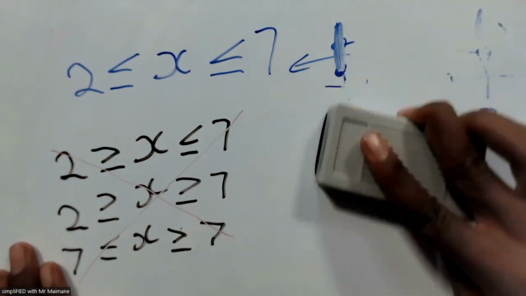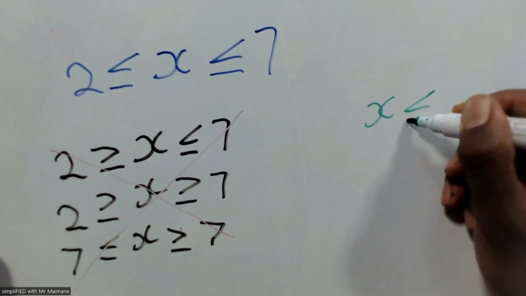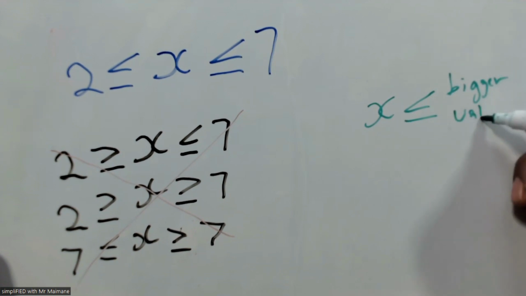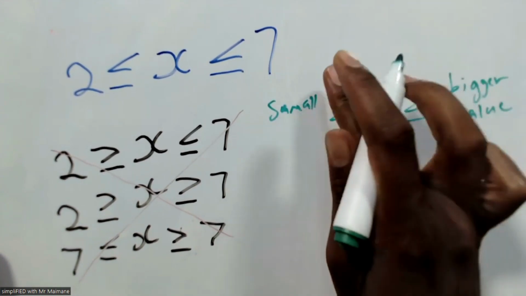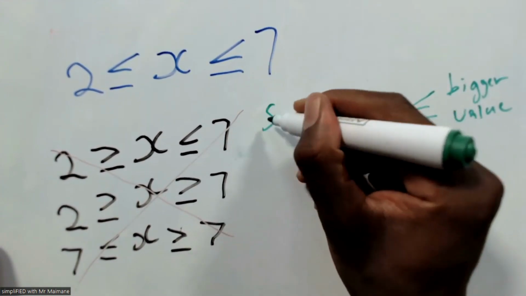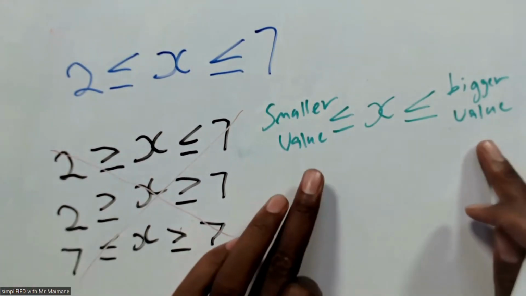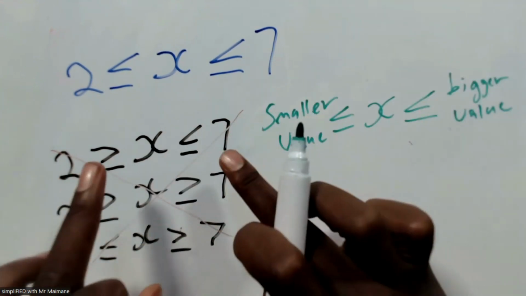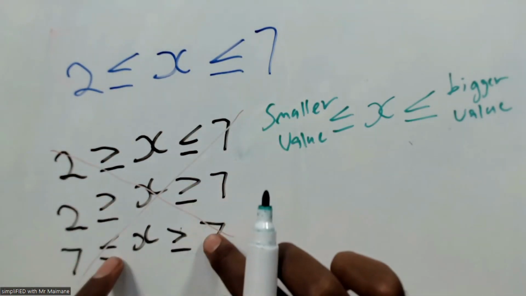So this is what I'm saying. In between, if x is in between, we have these cases: bigger value this side, smaller value this side, and the signs are facing this direction all the time. You won't have this, you won't have this. This doesn't exist, not in the mathematics of our curriculum.